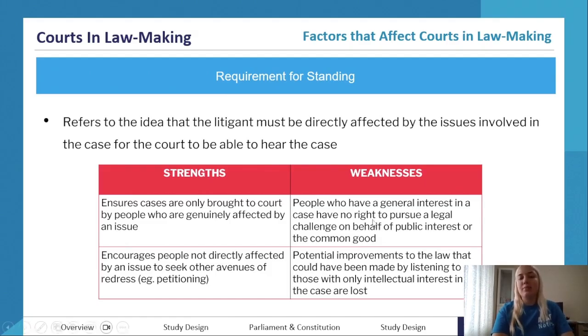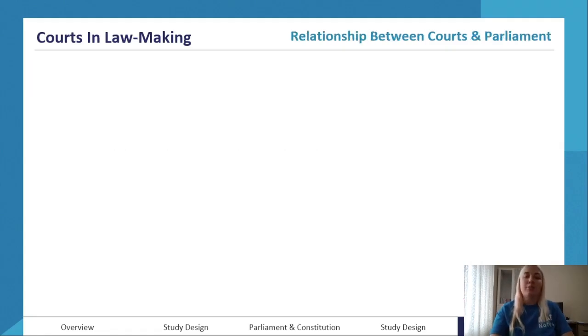But weaknesses: people who have a general interest in a case, or activists or interest groups, have no right to pursue a legal challenge on behalf of the greater good. And potential improvements to the law that could have been made by listening to those with only intellectual interest in the case are lost. I would really add here that laws that are unconstitutional or unlawful continue to operate unless that person with standing eventually comes along. So that's a really big weakness as well, that we might have unconstitutional laws just continuing to operate.